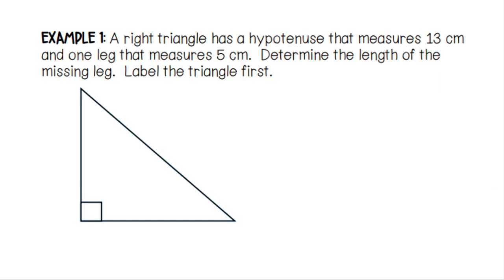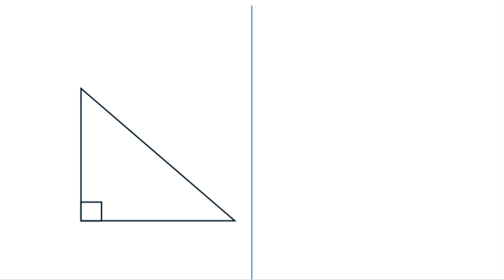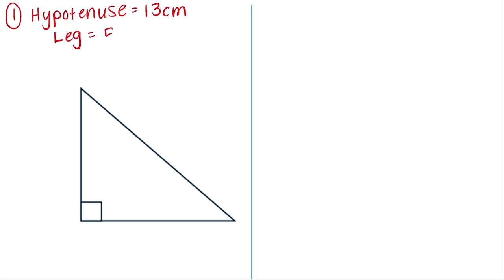Question number 1 says that a right triangle has a hypotenuse that measures 13 centimeters and it has one leg that measures 5 centimeters. Determine the length of the missing leg and label the triangle first. So let's look at our problem and write what we know. For question number 1, we know that the hypotenuse is 13 centimeters. And we know that one of the legs is 5 centimeters. So our goal is to find that other leg.